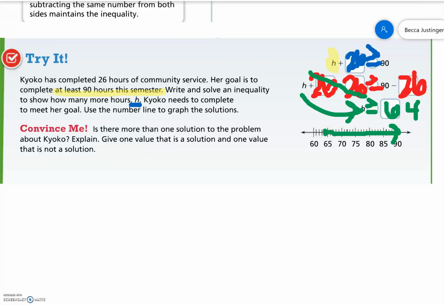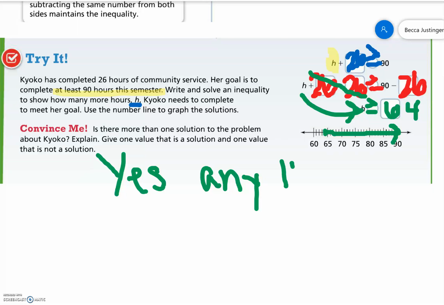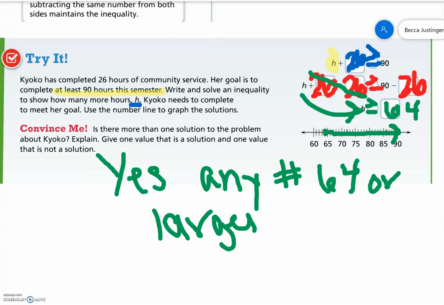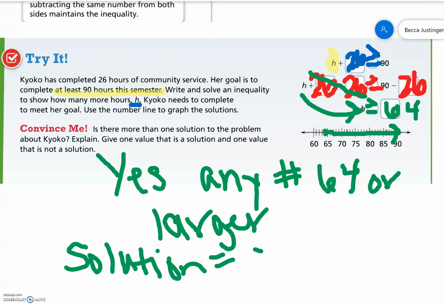Is there more than one solution to the problem about Kayoko? Explain. Give one value that is a solution and one value that is not a solution. So yes, there is more than one solution because it could be any number 64 or larger. So one solution could be 90. One not a solution would be 60.